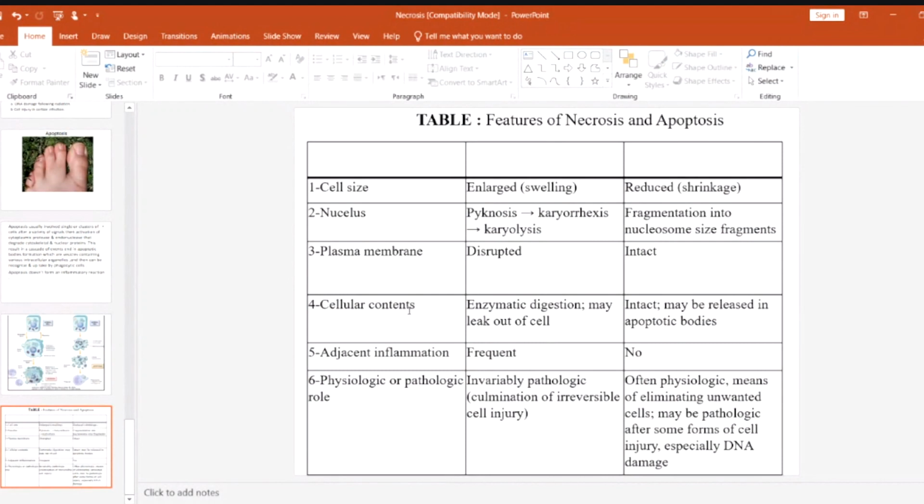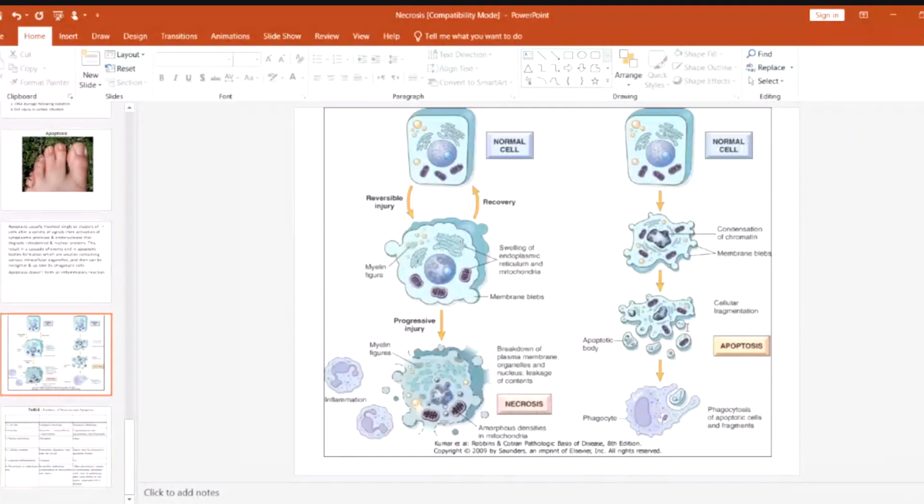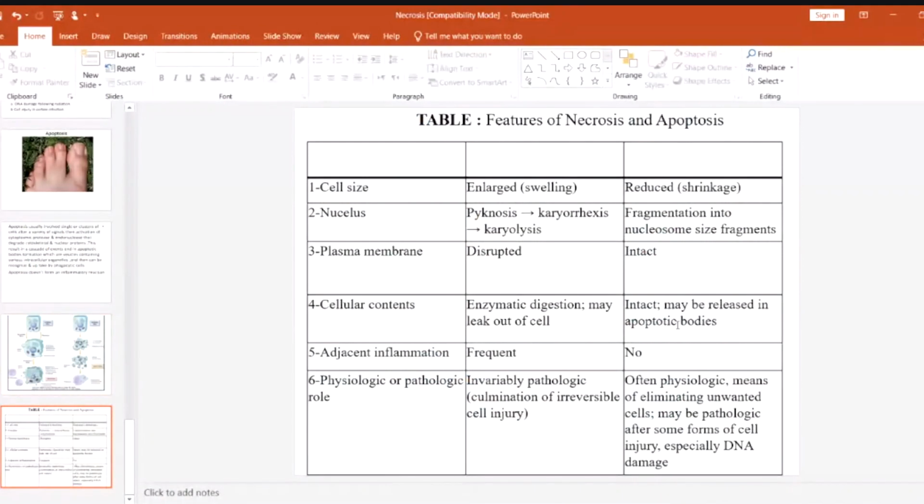The cellular content, there will be enzymatic digestion, may leak outside the cell. In apoptosis, the cellular content will not be released outside, and it will be fragmented into apoptotic bodies like this. There is no rupture to the cell. Inflammation is frequent in necrosis, while in apoptosis there is no inflammation.